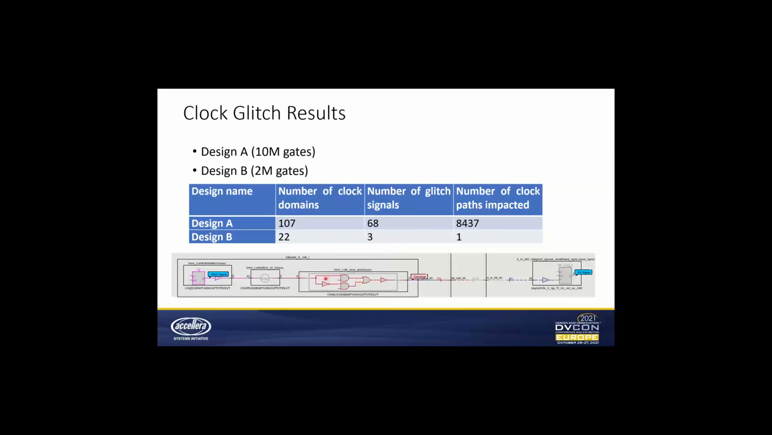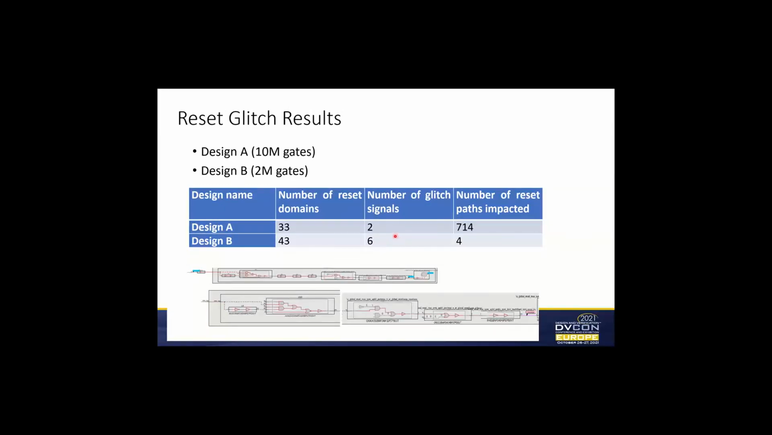This is one of the schematic paths for the glitch. Similarly, for the reset glitch results, we see a very small number of glitch signals. So the user doesn't need to spend a lot of time to identify what the glitches are, as compared to the other methodologies.